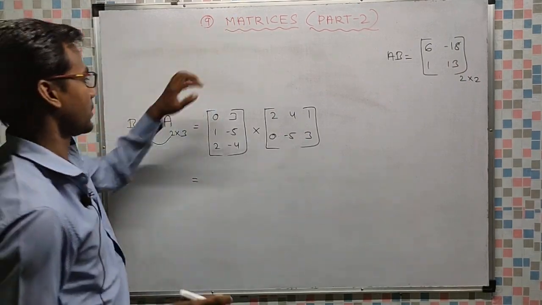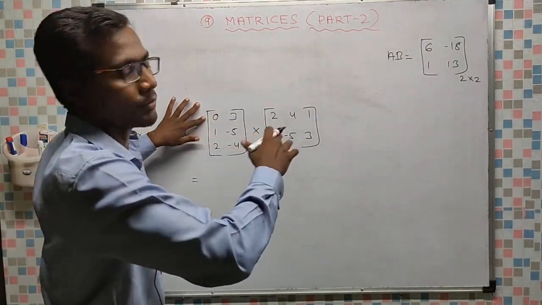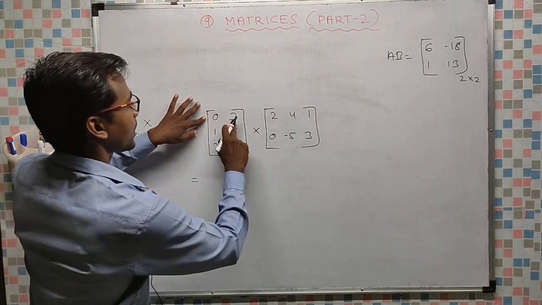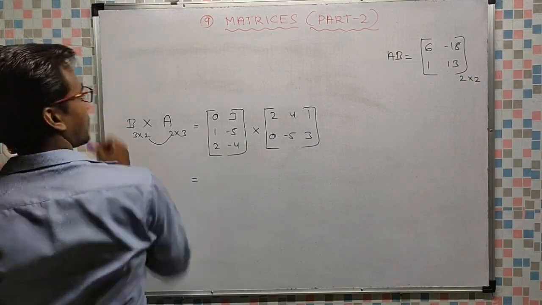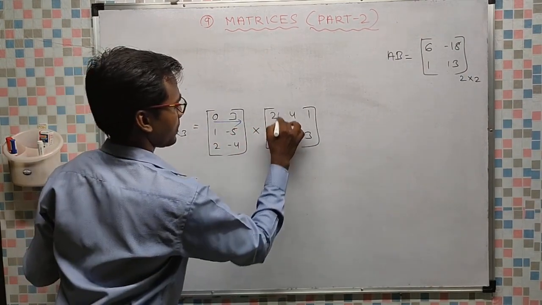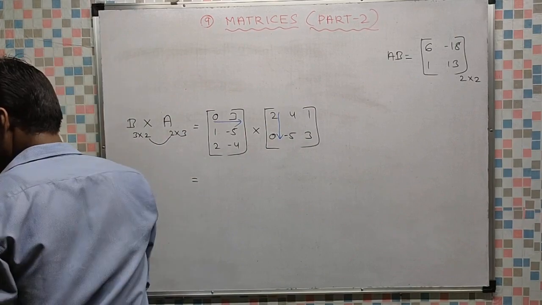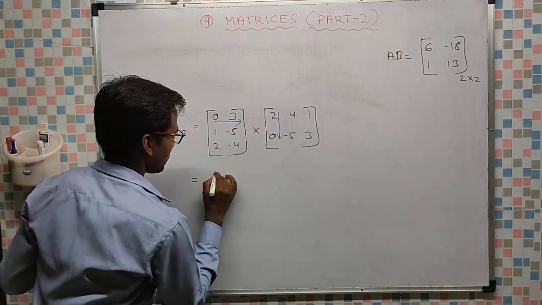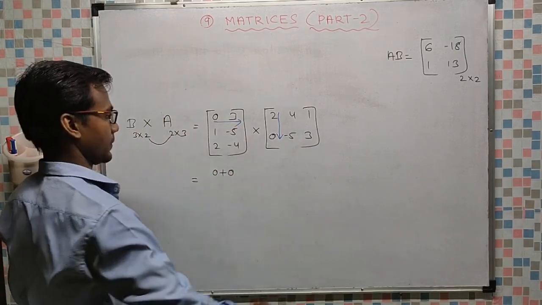Now again use your finger. First row of the first matrix into each column of the second matrix. First row into first column. So 0 3, 2 0. First row, first column. That will give you one element. So let us multiply. 0 into 2 is 0. 3 into 0 is 0. So first element is 0 plus 0.